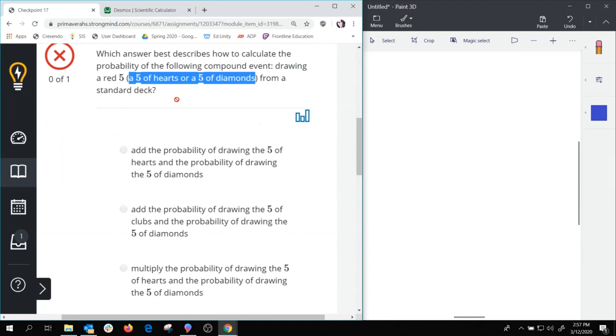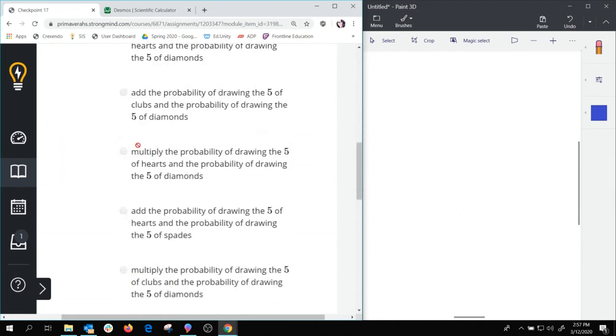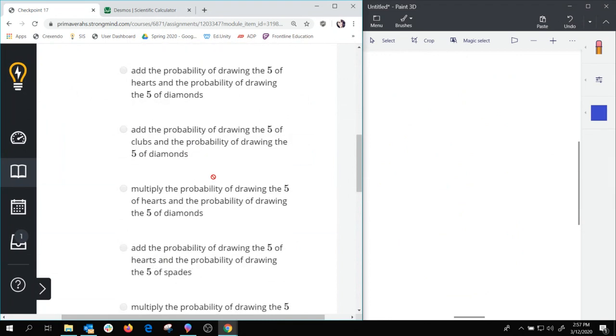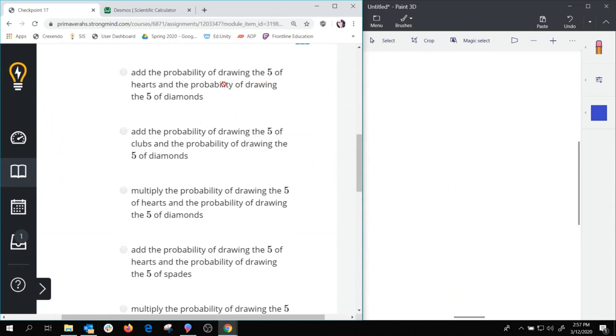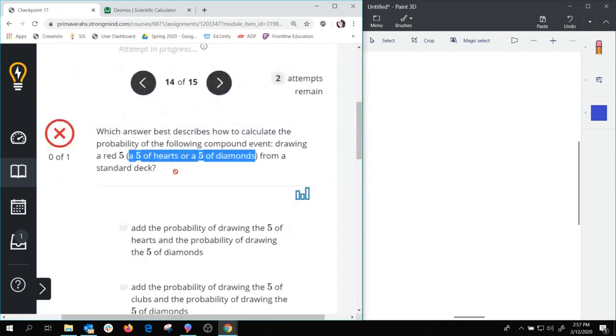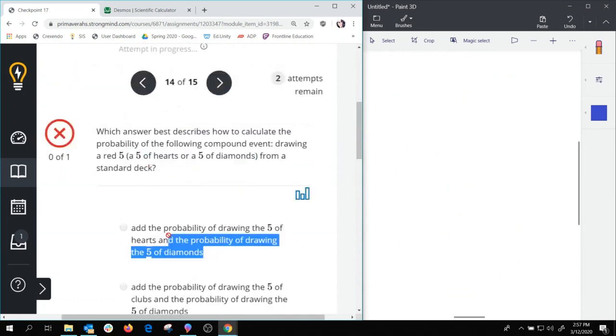Or, which means I'm going to be adding or multiplying. Adding, perfect. So right off the bat, these 2 answer choices that say multiplying, I'm going to cross them off. Now, when you read the answer choices, they're the same, except the only thing that's different is the suit, right? This says 5 of clubs and 5 of diamonds, 5 of hearts and 5 of spades. The question is asking us for 5 of hearts or 5 of diamonds. So just make sure that your answer choice has hearts and diamonds, since that's what our question is asking.